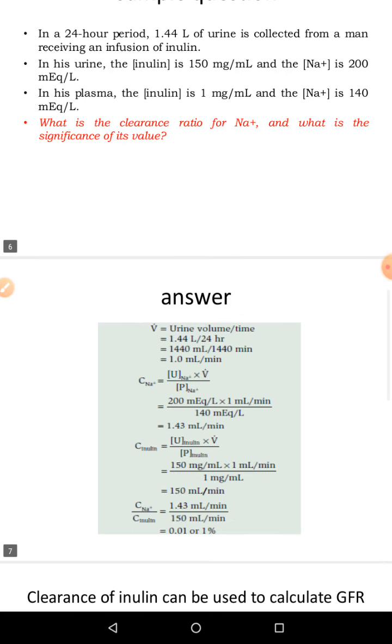So this is what you expect. V is urine volume per time, 1.44 liters of urine per 24 hours, because V should be a flow rate. There should be a time factor there. So 1.44 liters per 24 hours, when you convert it into mils per minute, is just 1 mil per minute. So you incorporate it in the equation. Clearance of sodium is equal to concentration of sodium in the urine, over concentration of sodium in the plasma, times V. When you bring all those parameters, you're supposed to find 1.43 mils per minute.